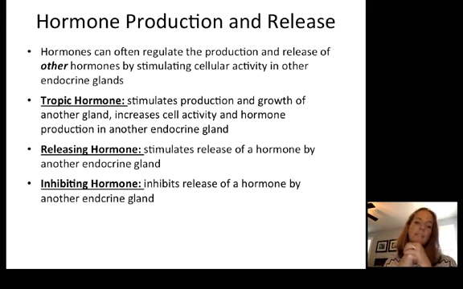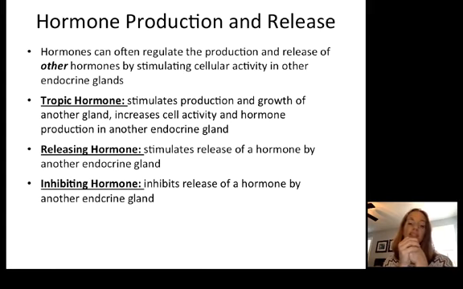You will also see releasing and inhibiting hormones. Releasing and inhibiting hormones don't affect the growth or the cellular activity. In other words, they don't affect the levels of the hormone being produced, but they affect the release of the hormone. So we can grow and produce a ton of hormone, but it's still stuck there.